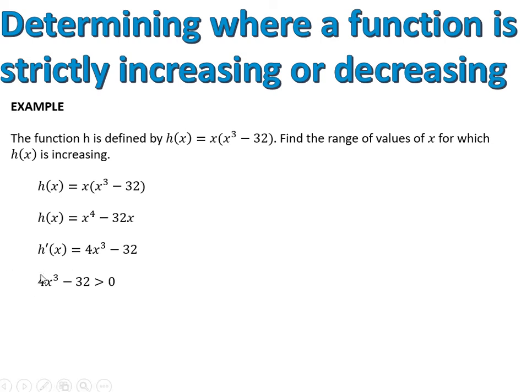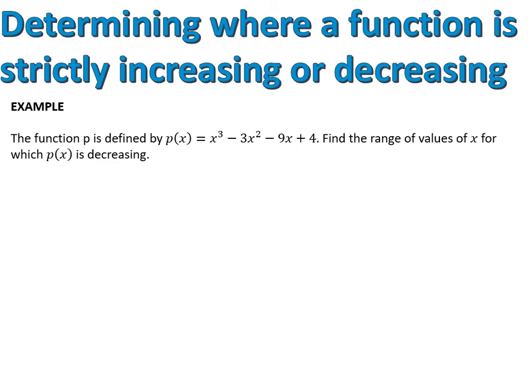Because it's x cubed, we're only going to get one answer here, so we can move the 32 to the other side, and then we can divide by 4, and if x cubed is greater than 8, then we find the cube root of both sides, in which case x is greater than 2. Okay, the question made it clear enough for us to leave our answer like that. So find the range of values of x for which h of x is increasing. x needs to be greater than 2. Okay, so it's fine to leave it like that. And that's pretty much it for that question.